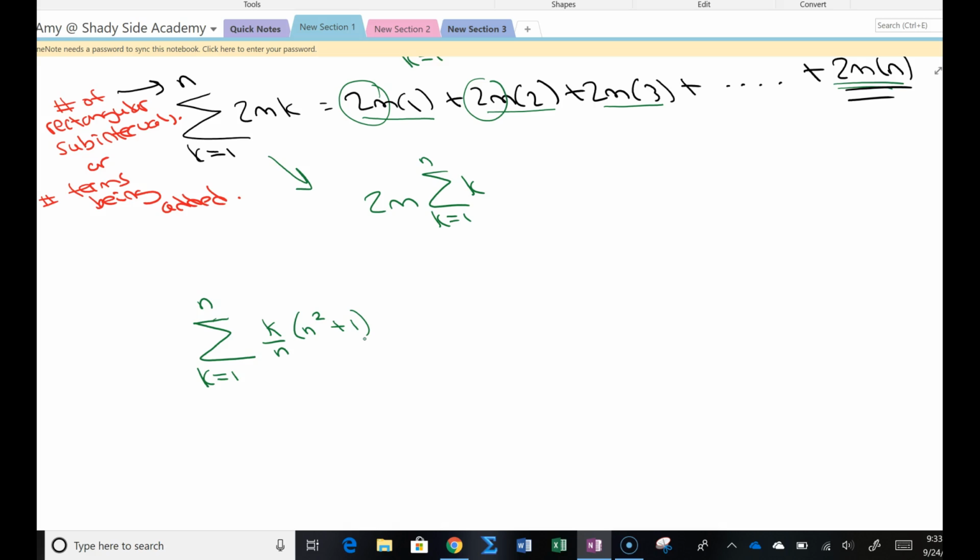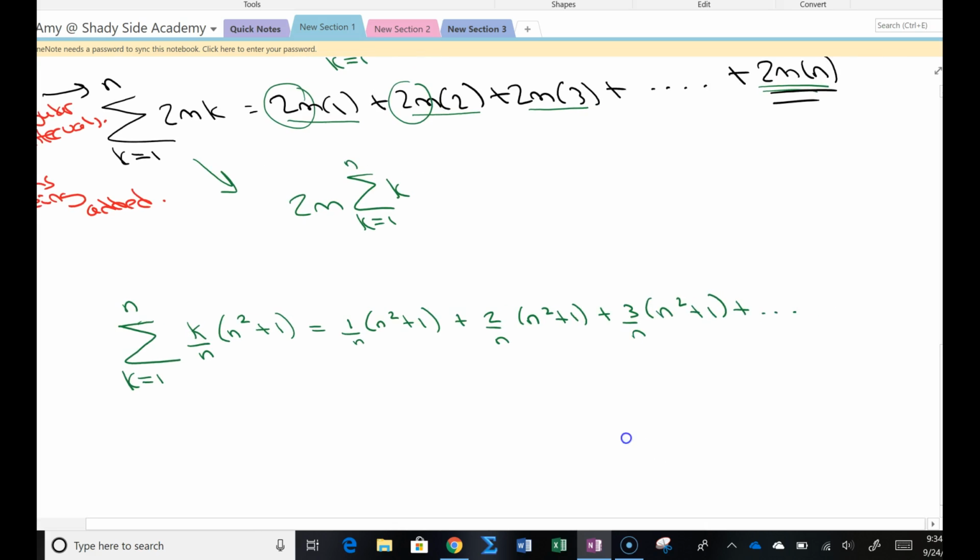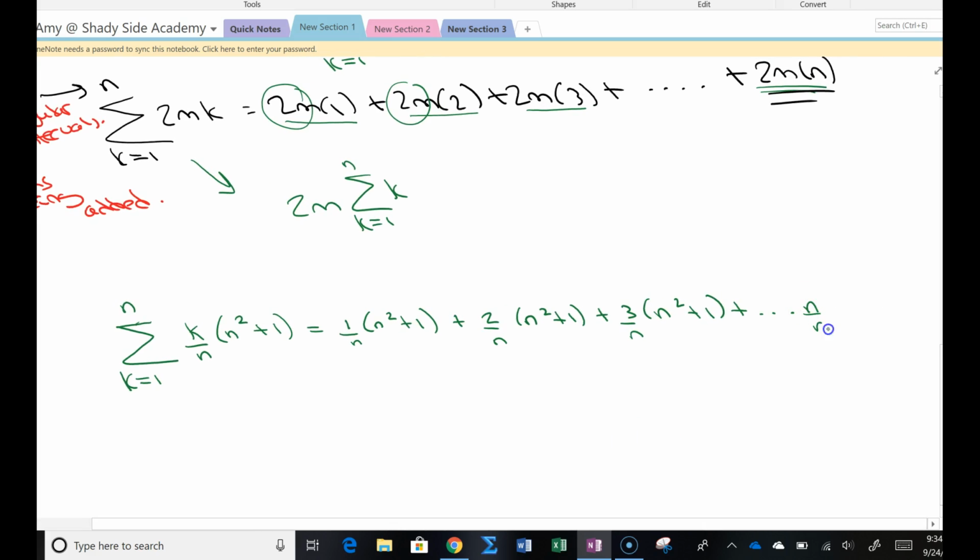Well, let's just do a couple of things. Let's write out the first few terms of this sum. When k equals 1, I have 1 over n times (n squared plus 1), plus 2 over n times (n squared plus 1), plus 3 over n times (n squared plus 1), and so on and so forth, okay? The very last term is going to be n over n times (n squared plus 1).